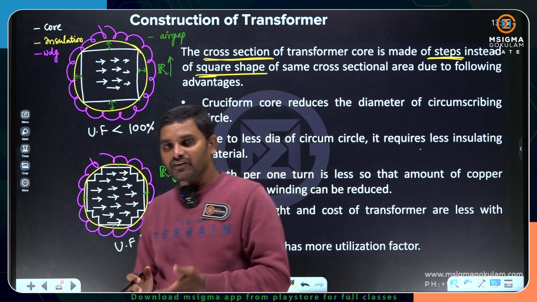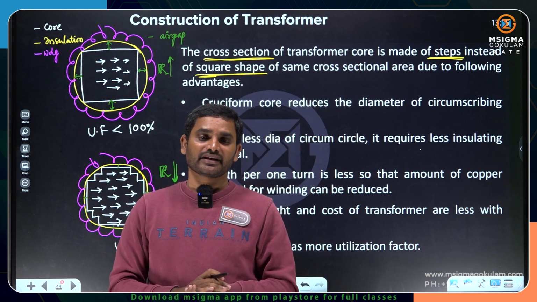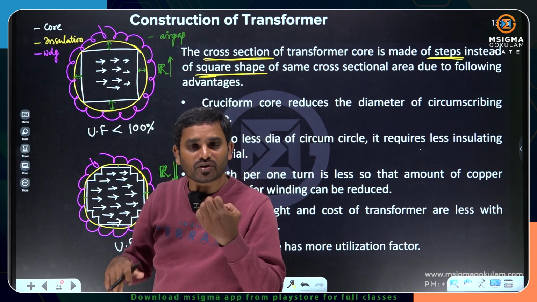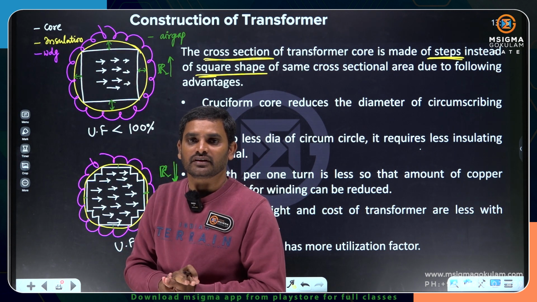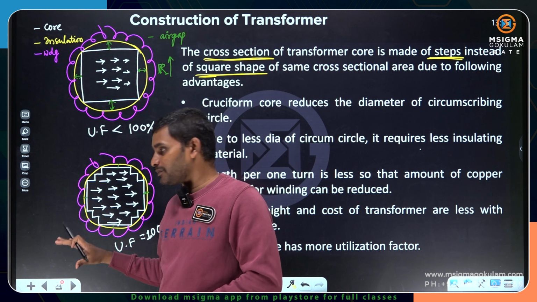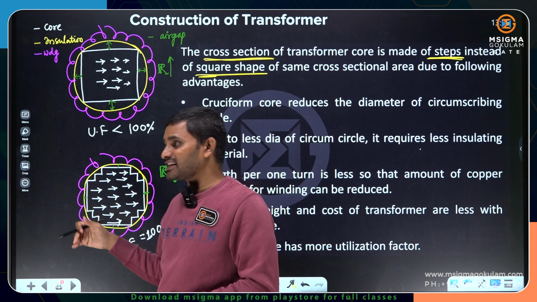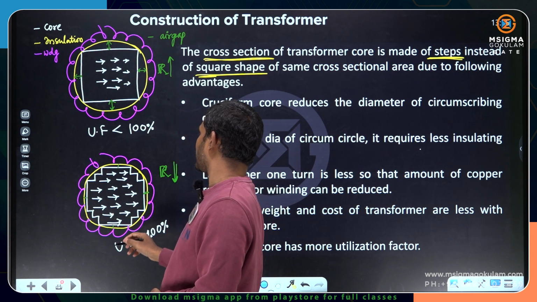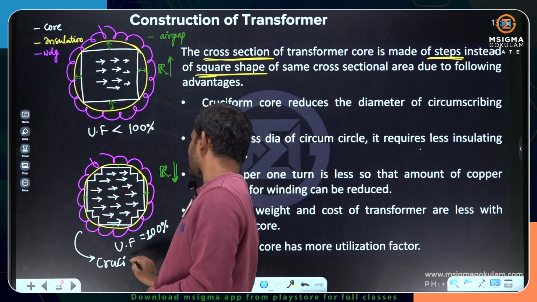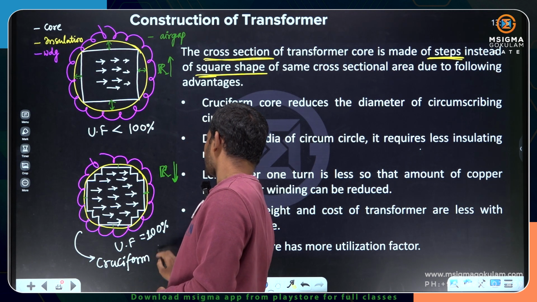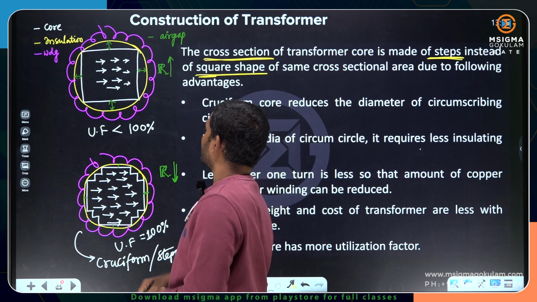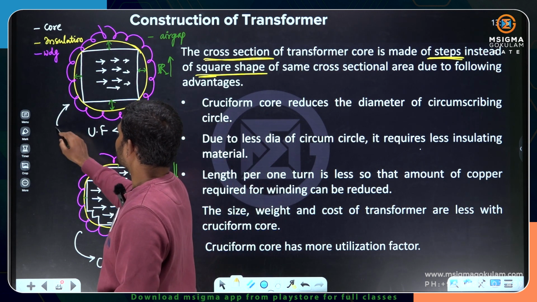Now what is the other parameter? More insulation and more winding means more winding losses, and less winding means less winding losses. So the stepped core, or otherwise we also call it the cruciform core. This is the cruciform or stepped core, and this one is the square shaped core.